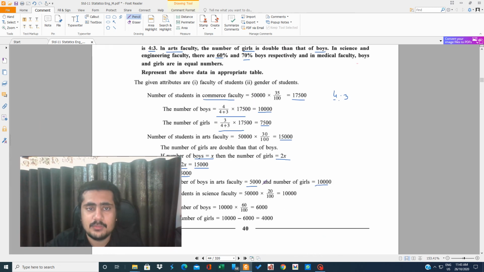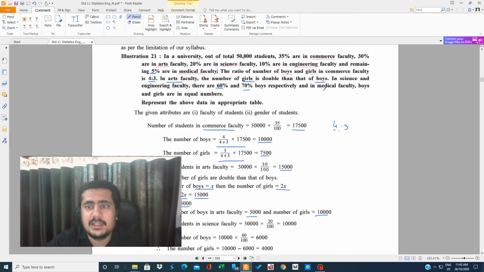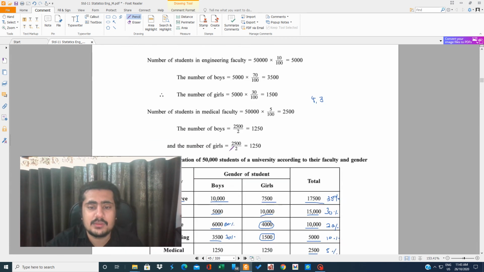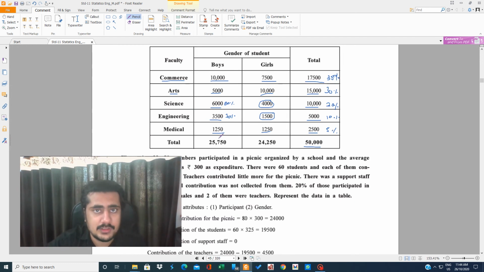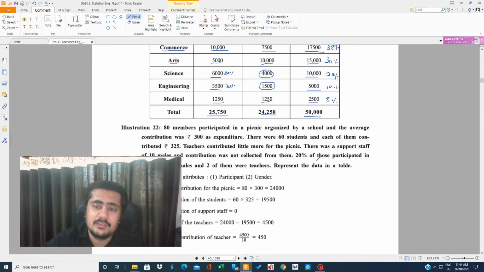Let's jump to the medical. In medical faculty, the boys and girls are in equal numbers. So in medical total there are 2,500 students. From 2,500 equal, that means 2,500 divided by 2, that is 1250 boys and 1250 girls. So now you can do the total of boys. So number of boys is 25,750 and number of girls is 24,250, which comes to 50,000.